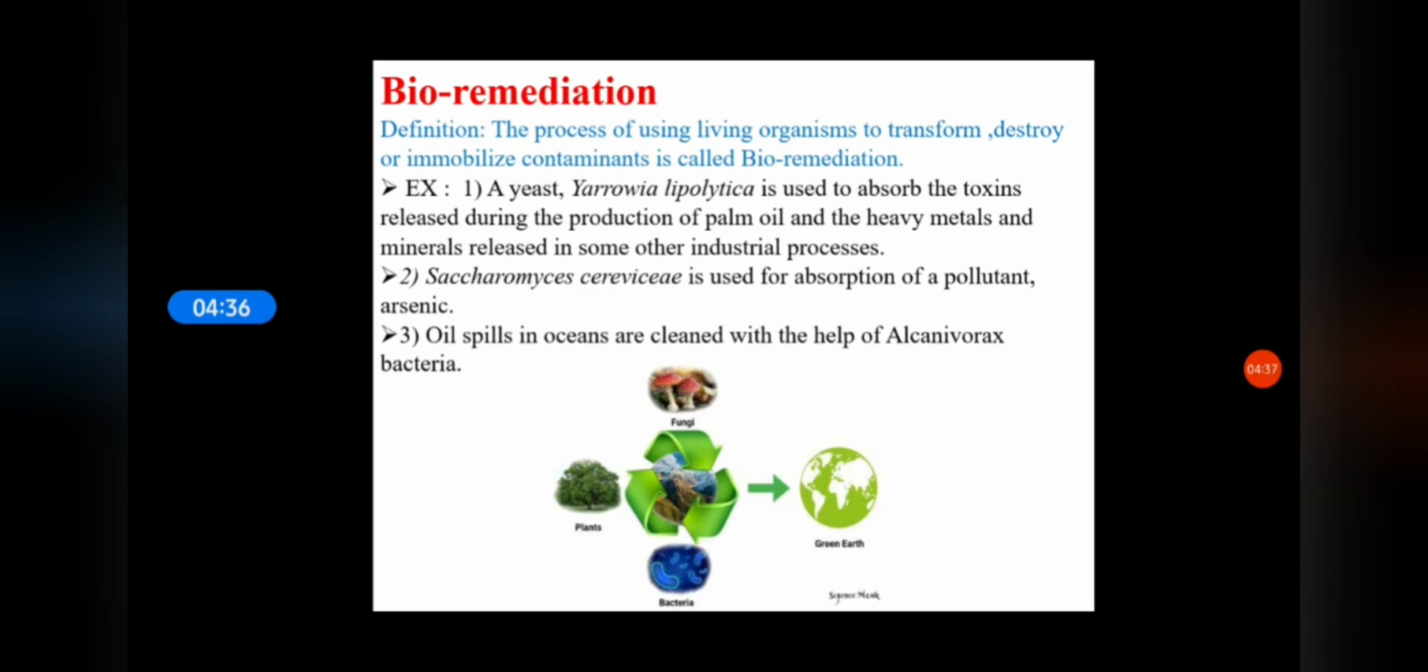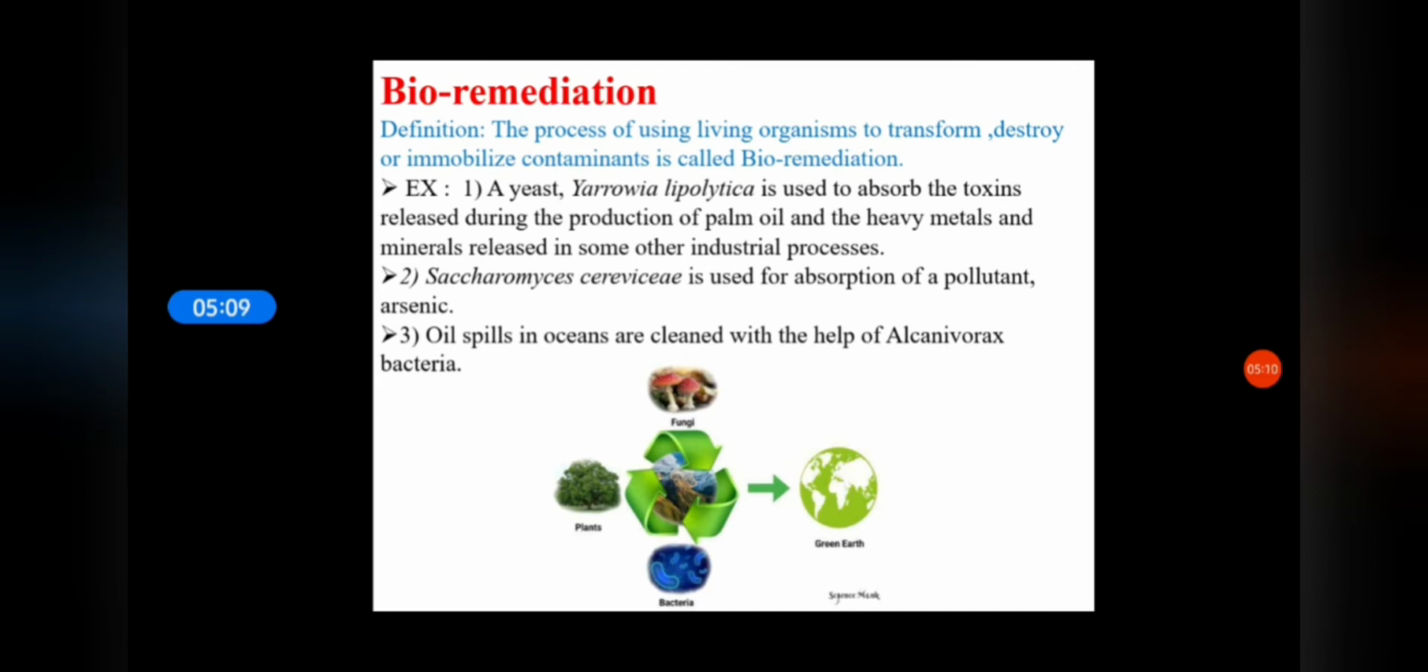Example 1. A yeast Yarrowia lipolytica is used to absorb the toxins released during the production of palm oil and the other heavy metals and minerals which are released in some other industries during the process of production of different products. Example 2. Saccharomyces cerevisiae is used for the absorption of a pollutant, especially arsenic, from the environment.